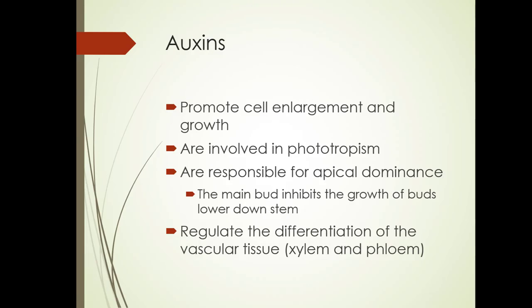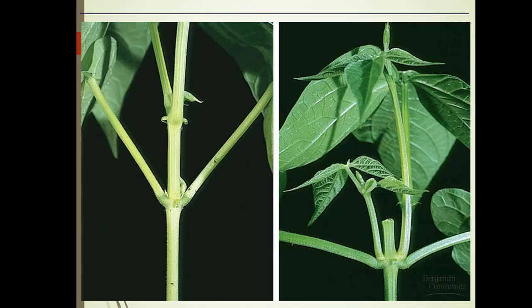They promote cell enlargement and growth. They're involved in phototropism. They're responsible for apical dominance, so the main bud inhibits the growth of buds lower down the stem. And they regulate the differentiation of vascular tissue, such as xylem and phloem. And here you see more elongated internodes.